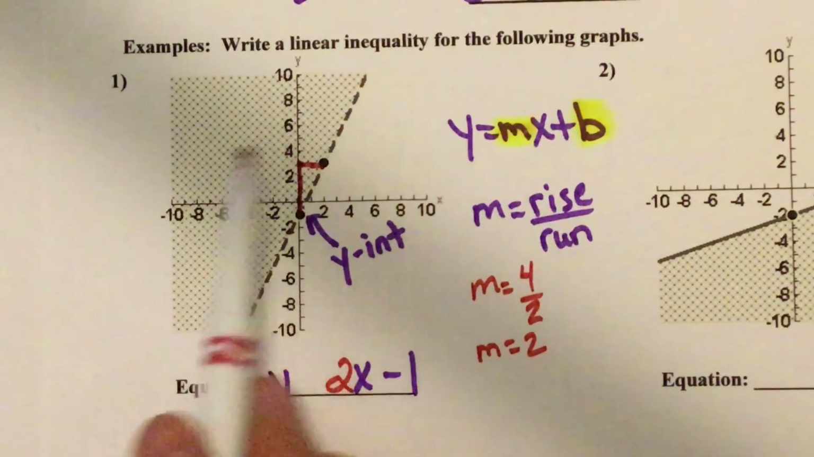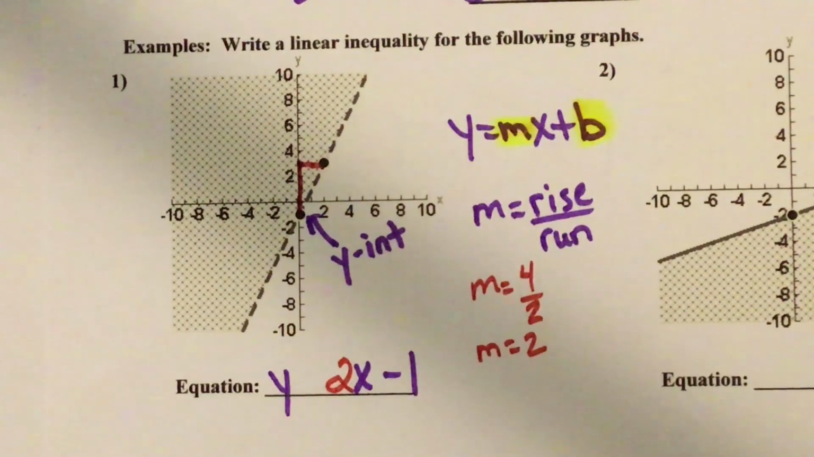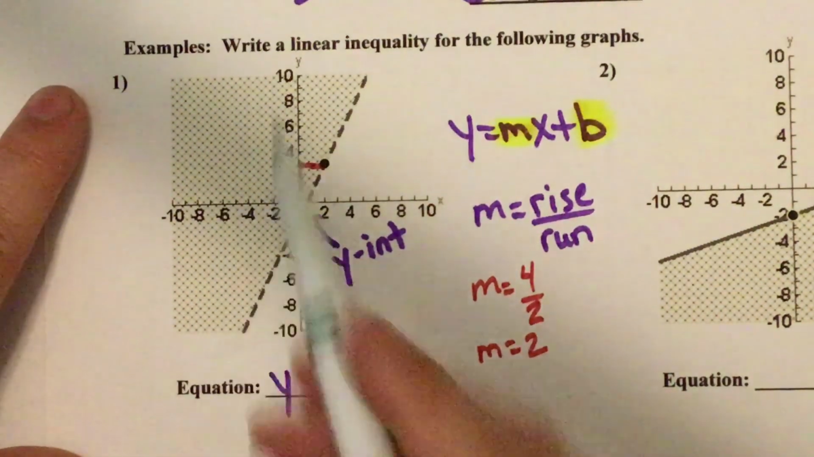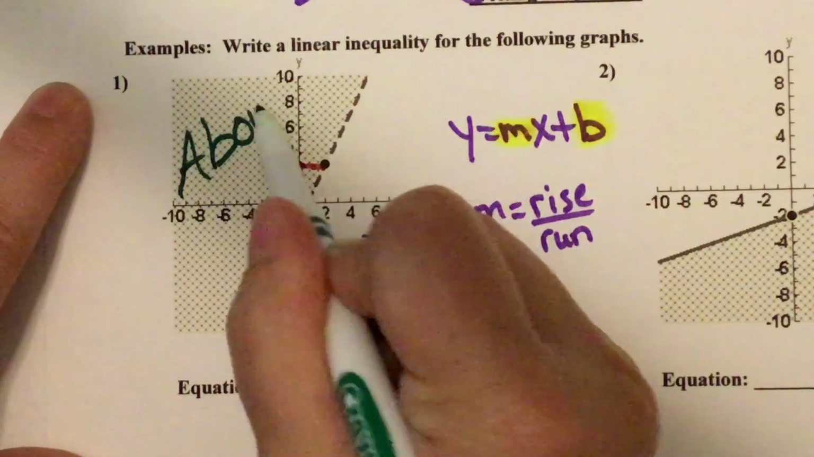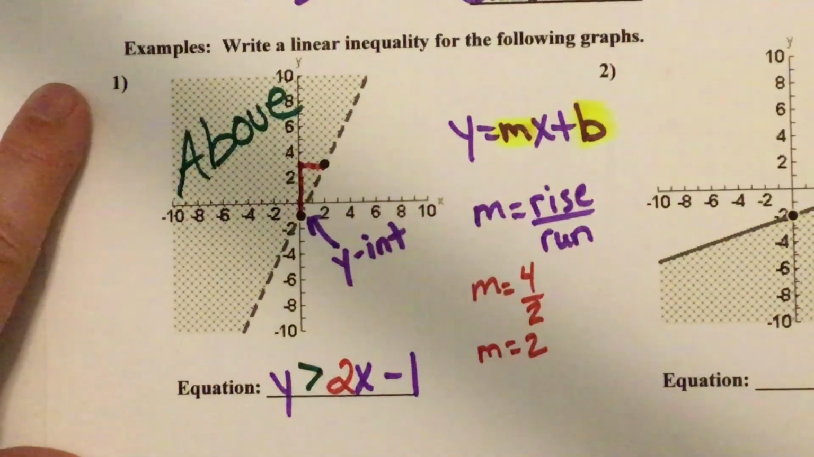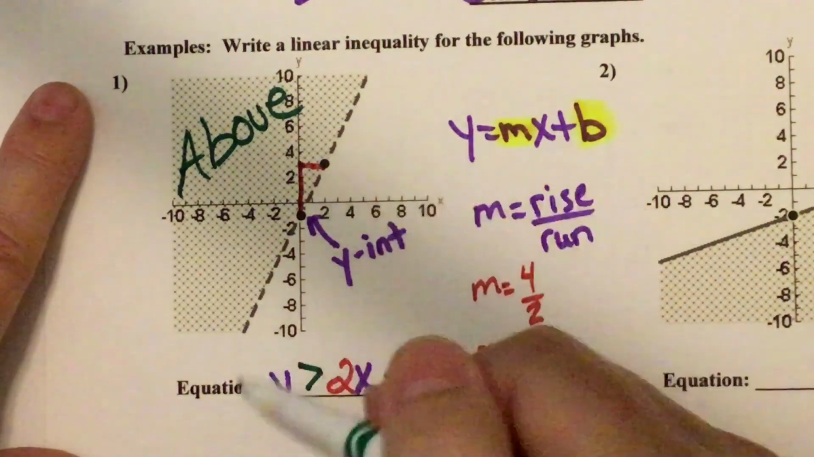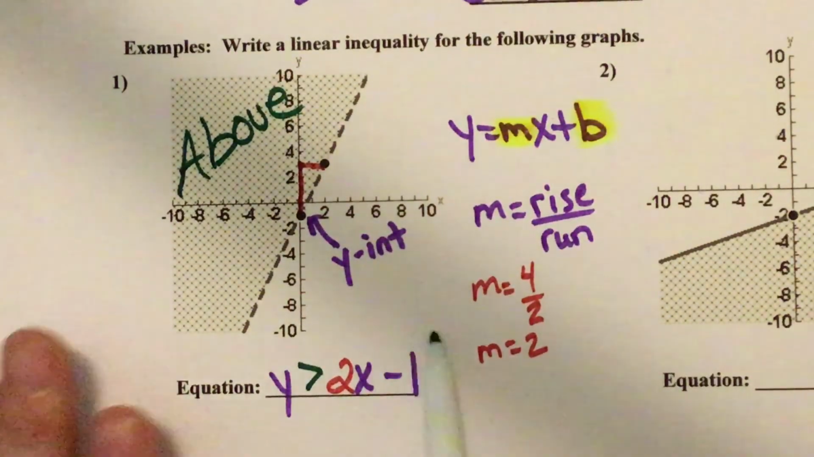Now, if there was no shading, this would be an equal sign. But because there's shading, we need to worry about less than, equal, greater, greater than, or equal. So is this shading above or below the line? The shading is above the line. So anytime the shading's above, we use a greater than symbol. Will it get an equals? Nope, because it's dashed. And that's our equation.